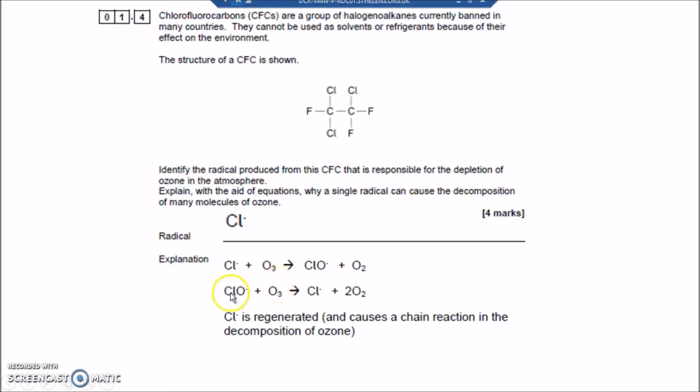This radical will react again. ClO dot with more O3 again makes O2, and this time, because I've got 4 O's on the left, I can balance it with 2 O2s, and then that makes a Cl dot again. So the Cl dot is regenerated, and that's why one single radical can cause the decomposition of many moles of ozone, because it's regenerated, and it causes this chain reaction to keep on decomposing ozone.